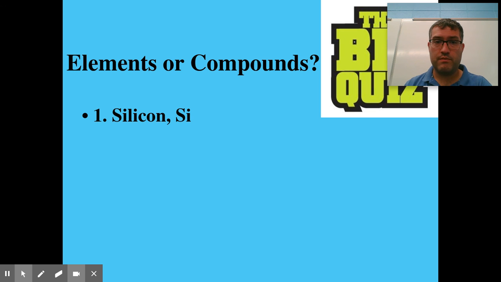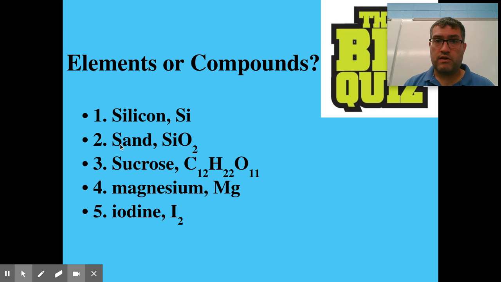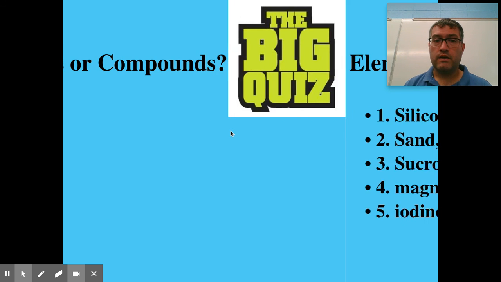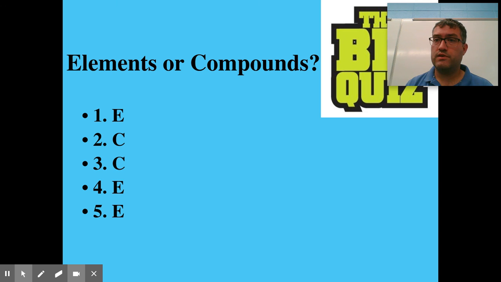Element or compound. I put a couple here on the screen. Go ahead and pause the video and try to identify these. They're all pure substances. Are they elements or is it a compound? You can use the abbreviation E or C if you'd like. And here are our answers. Again, the number of symbols determines whether it is an element or a compound.